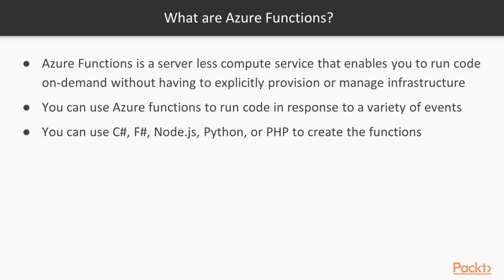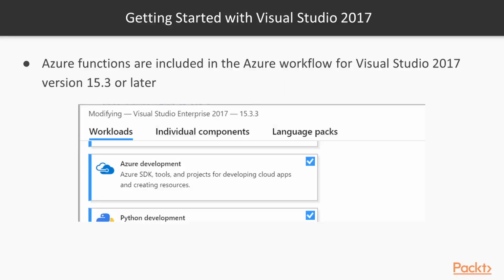You can use Azure Functions to run code in response to a variety of events like timers, file drops, a web service call, etc. And you can use C#, F#, Node.js, Python, or PHP to create the functions. In this demo, we're going to use C#. To get started in Visual Studio 2017, you need version 15.3 or later installed. Make sure you select the Azure development workflow.